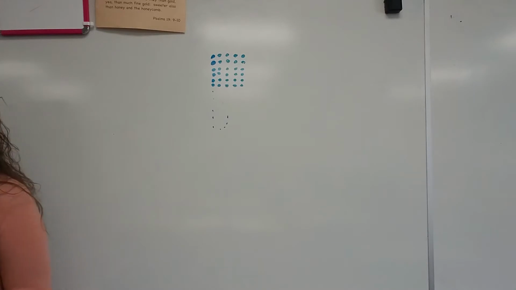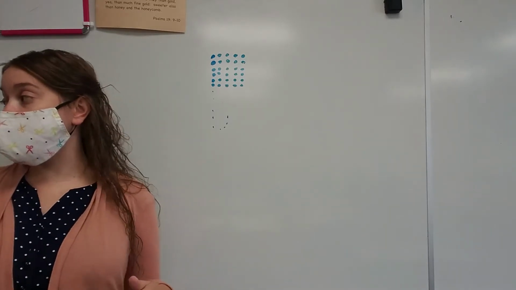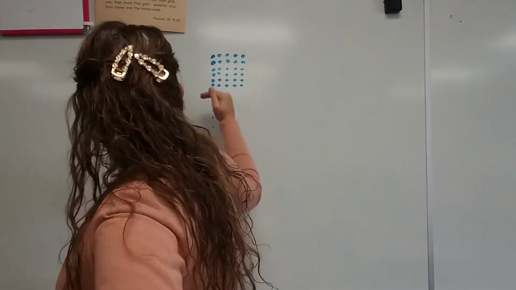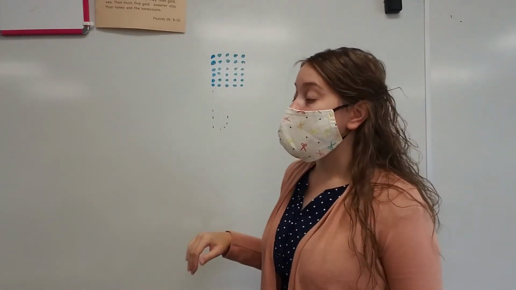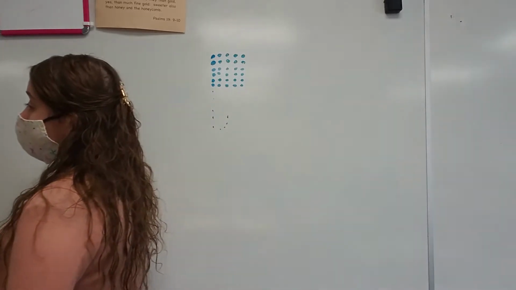Not 6 by 5, 5 by 5. They have to be the same number. It has to be 5 by 5 to be a square. If we did 6 by 5, they wouldn't all be the same size. Does that make sense?